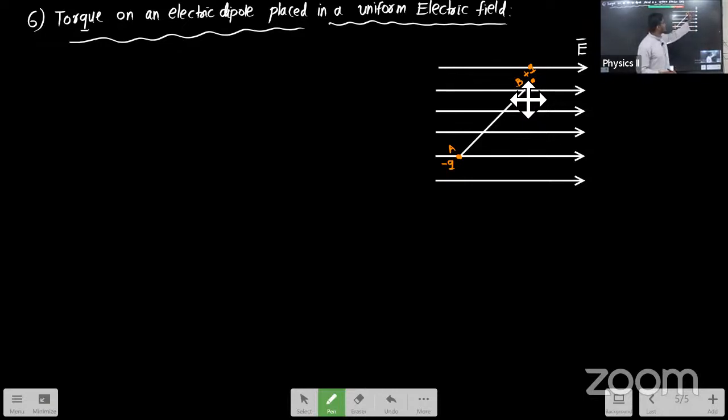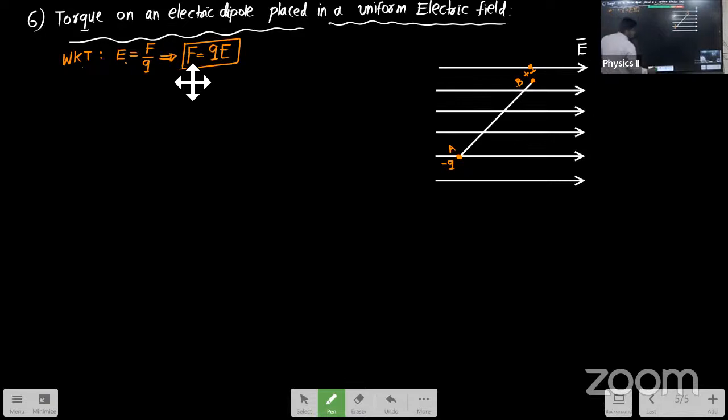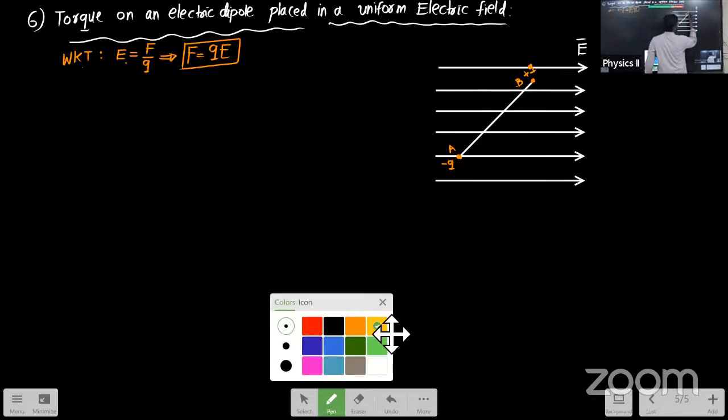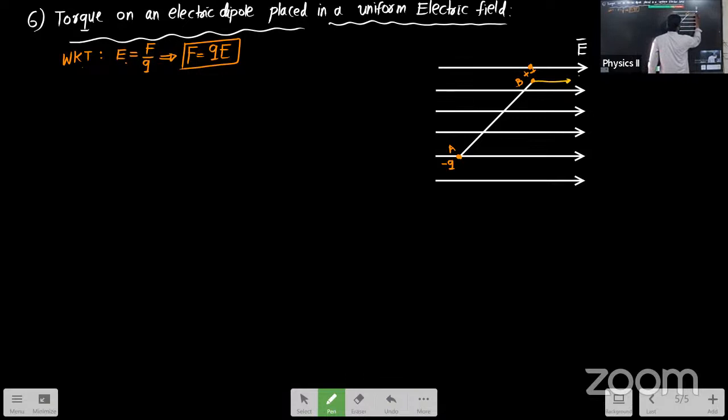Now, due to this electric field, what is the force acting on the charge? We know that electric field intensity is defined as E is equal to F divided by Q. So from here I can write F, the electric force, is equal to Q into E. If I ask you what is the force acting on this positive charge, you will write that the force acting on the positive charge is given as Q into E.